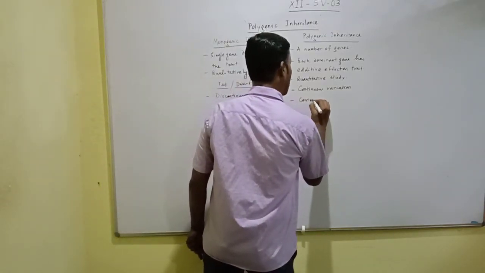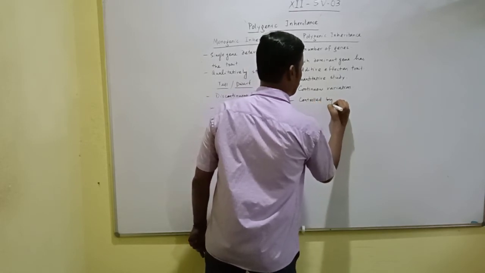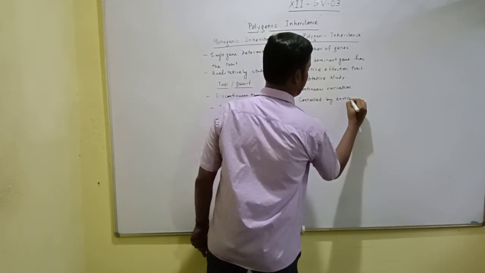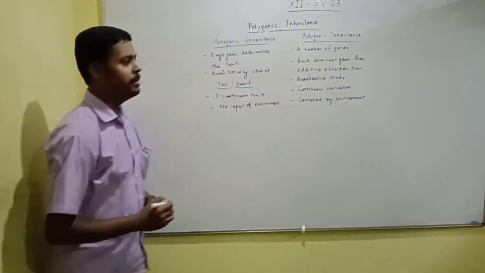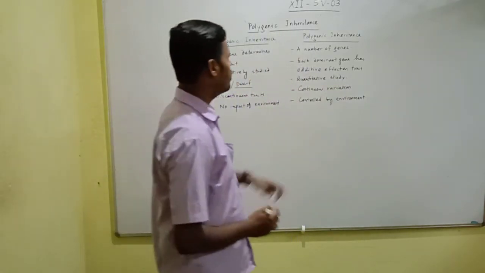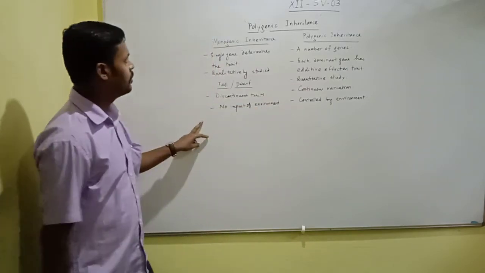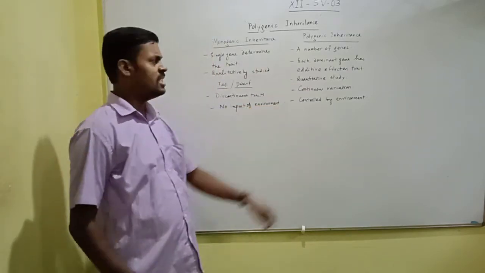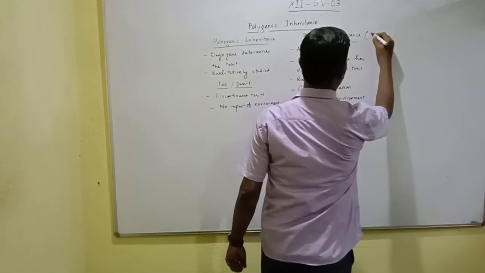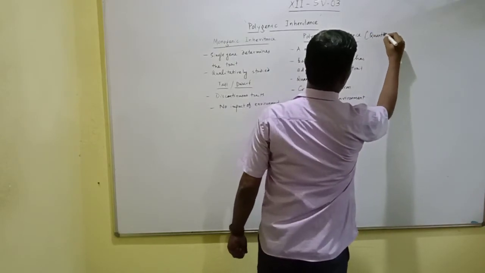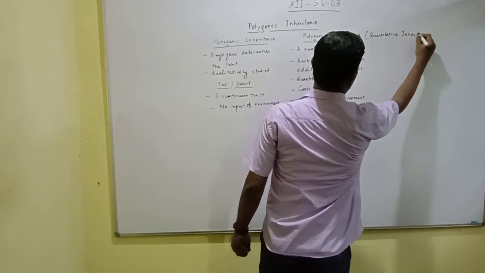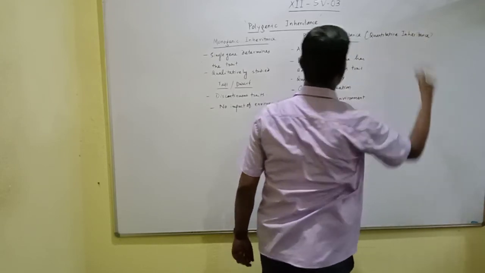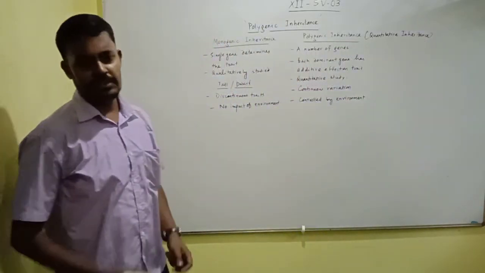It is controlled by environment. So this is the basic difference between your monogenic inheritance and polygenic inheritance, or it is also known as your quantitative inheritance. This is your quantitative inheritance.